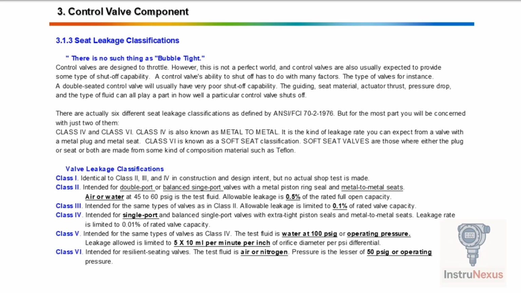1. Class 4, also known as metal-to-metal shutoff. This applies to valves where both the plug and the seat are made of metal. A small amount of leakage is expected due to the lack of soft sealing. 2. Class 6, this is the soft seat classification.